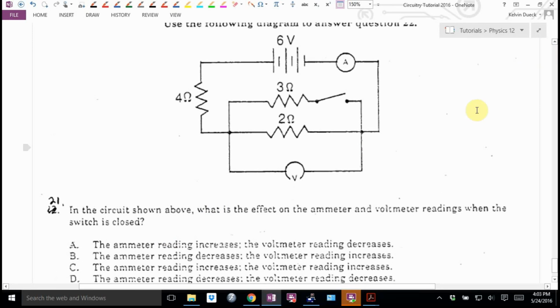In the circuit above, what's the effect on the ammeter and the voltmeter readings when the switch is closed? By the way, that ammeter is measuring total current, is it not? So really, for the ammeter, I'm going to ask, what happens to total current when I close the switch and when I open the switch? And then I think that's what's going to help me figure out what happens to the voltage drop. Now, the voltage drop looks like it's the voltage drop going through the 2 ohm resistor.